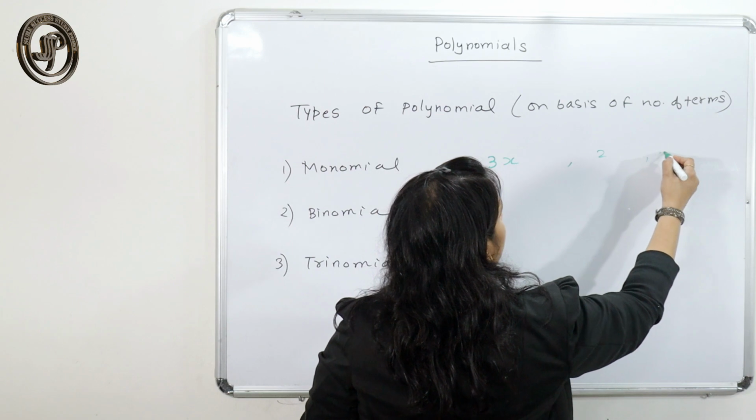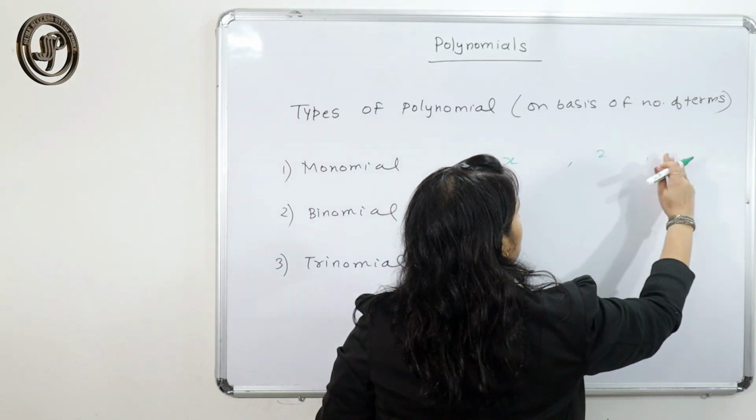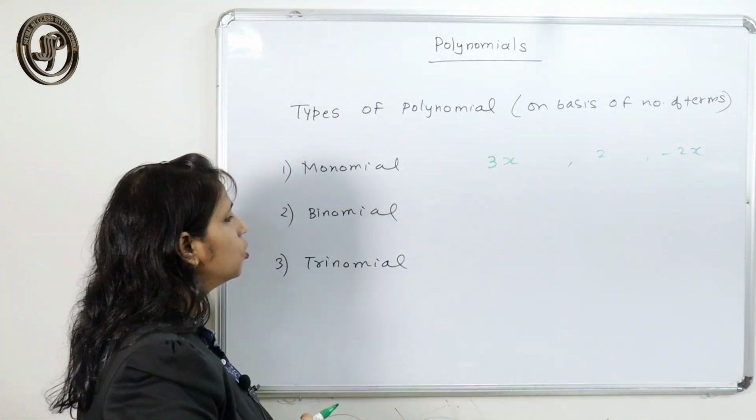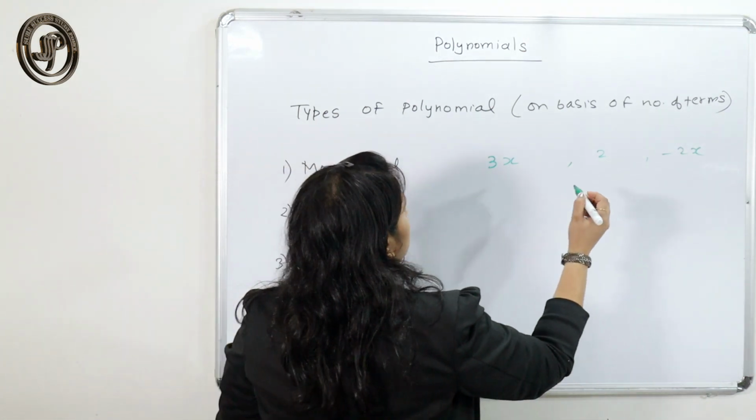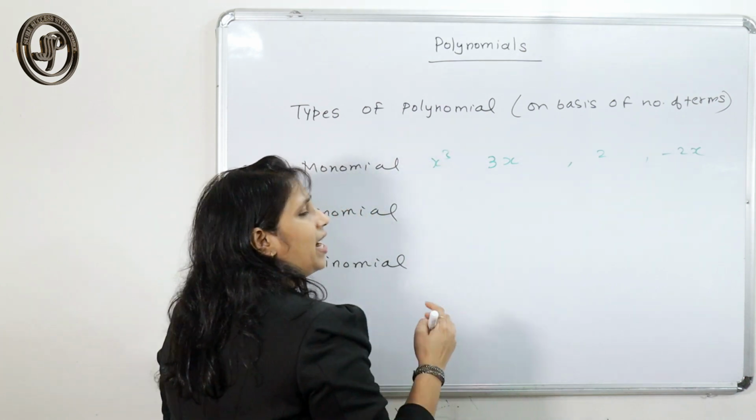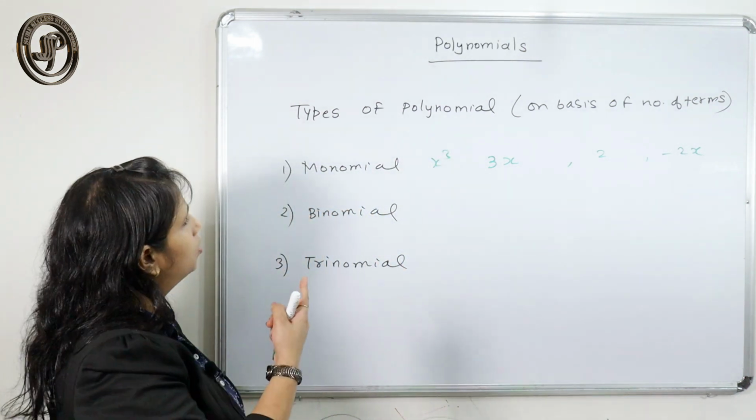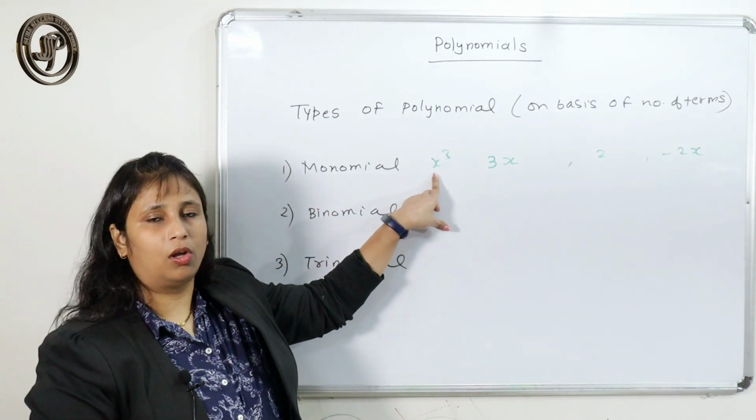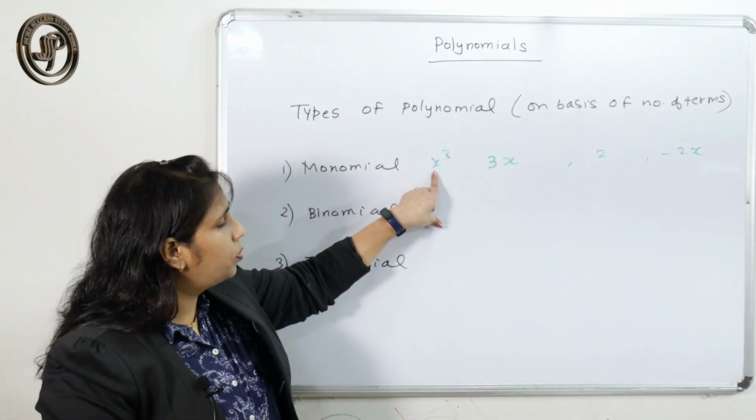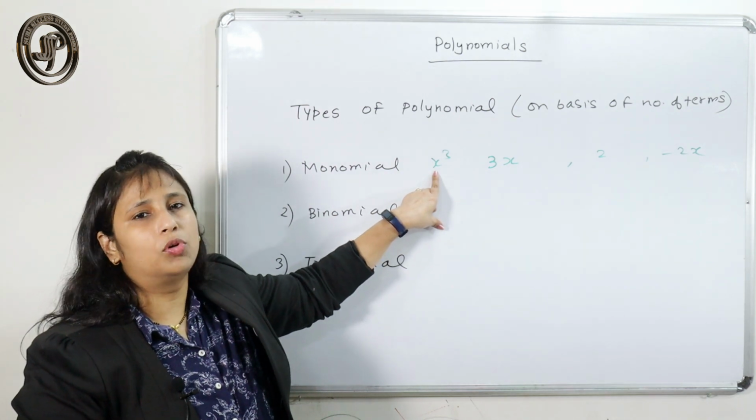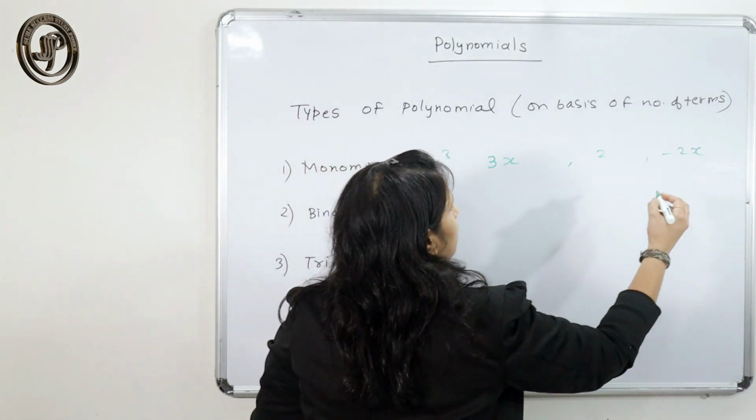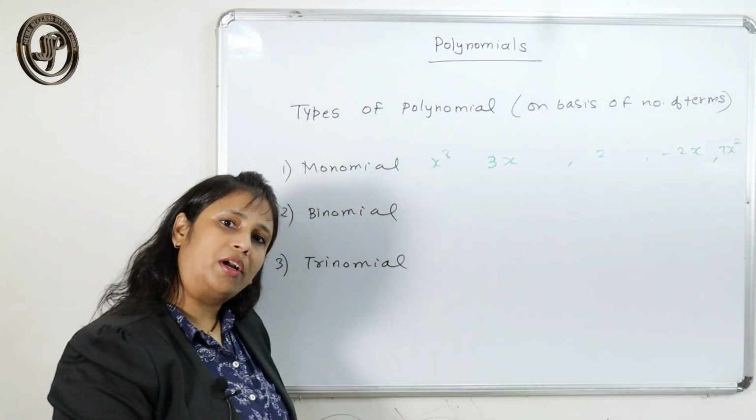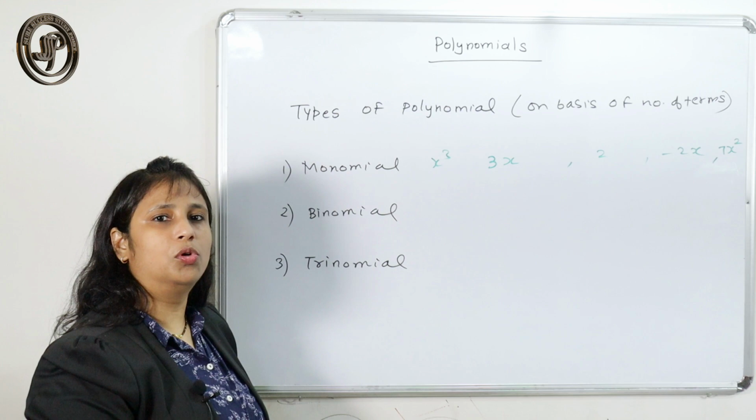If I write minus 2x, this has only one term, so it is called a monomial. If I write x cube, it has only one term, so it is called a monomial. Yes, it is a cubic polynomial on the basis of degree, but it is a monomial also. If I write 7x square, yes, it is a quadratic polynomial, but it is a monomial.